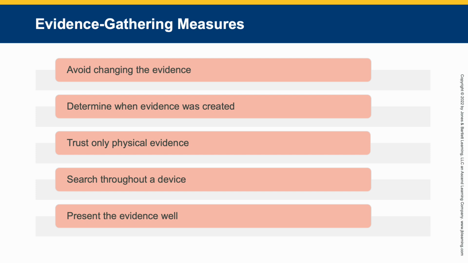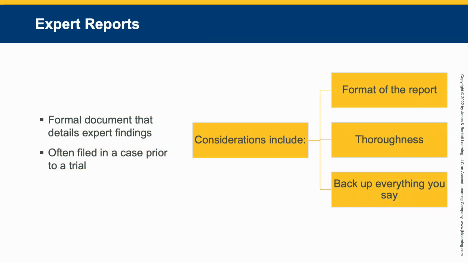Gathering measures. Determine when evidence was created. Trust only physical evidence. Search throughout a device. Present the evidence well. Expert reports: a formal document that details expert findings, often filed in a case prior to the trial. Considerations include format of the report, thoroughness, and backup of everything you say.